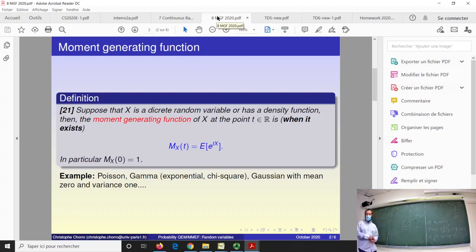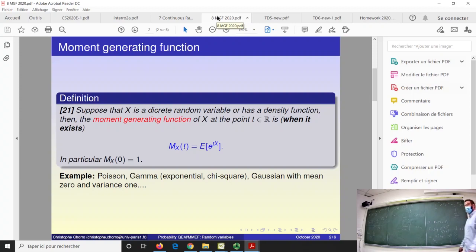Okay. It means that you have only to know this one. If you know this one and are able to know the links between exponential, gamma, chi square and gamma, you have the moment generating function of the two others. Okay?